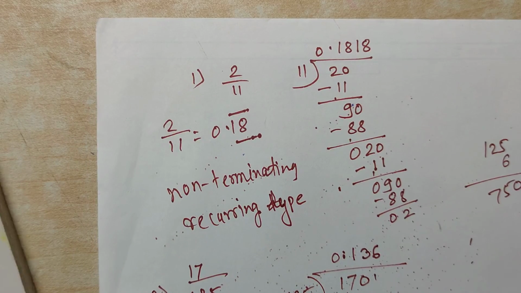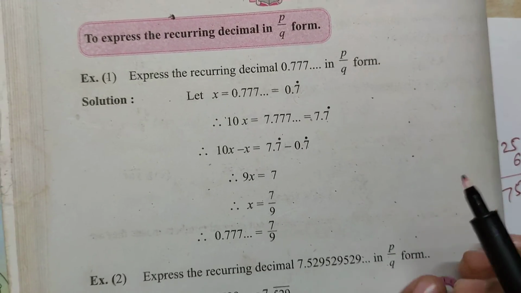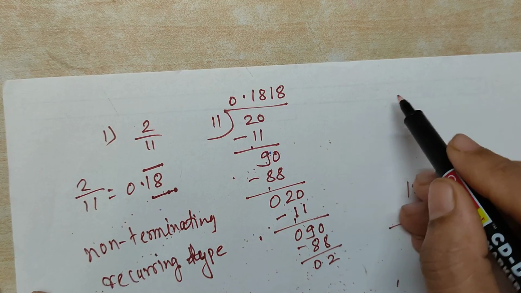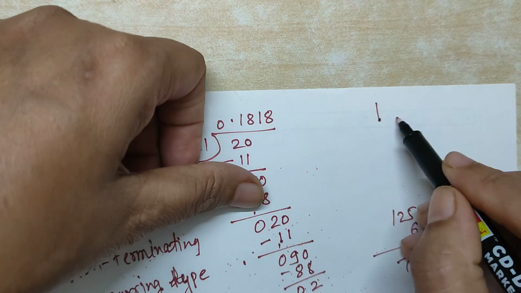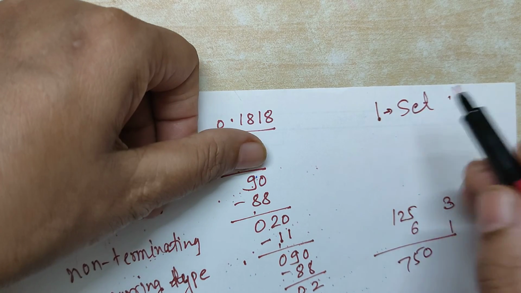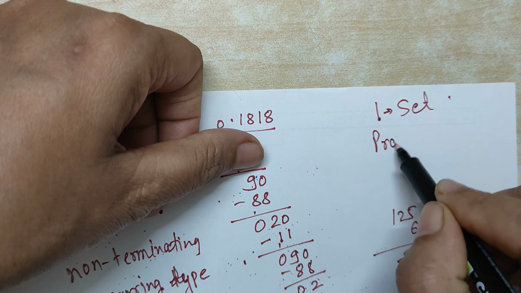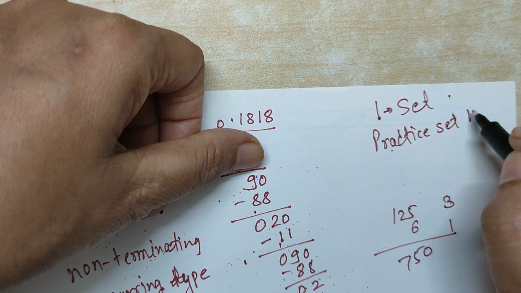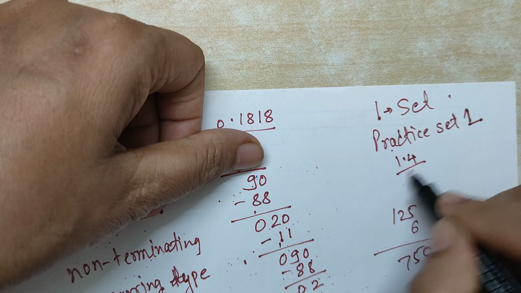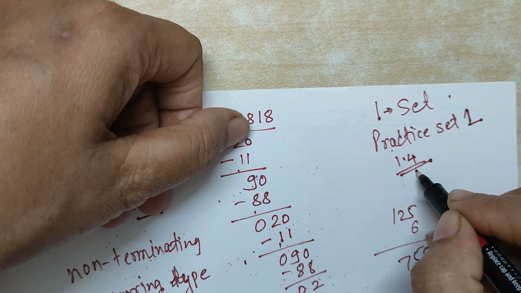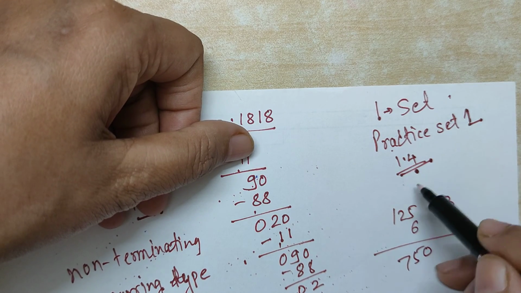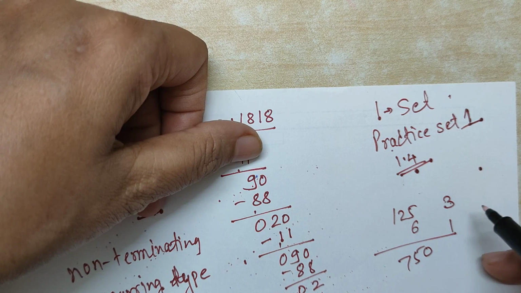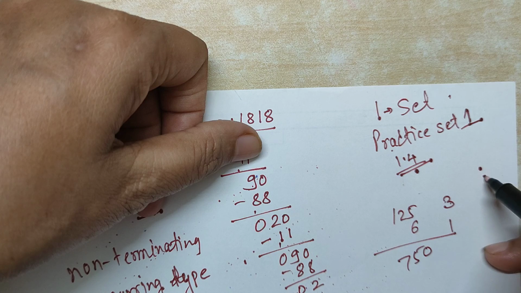In the next video, we will see the p by q form. Now we have started the second chapter. The first chapter is sets. You solve the examples from practice set 1, and solve the examples from exercise 1.4 also, and you complete this first chapter before the school opens, and after the school opens we will study the further mathematics chapters. Okay.